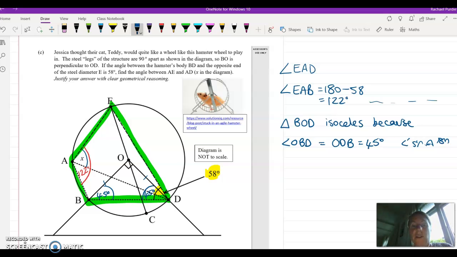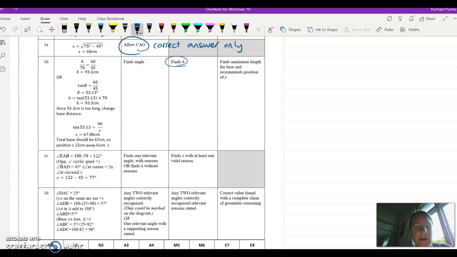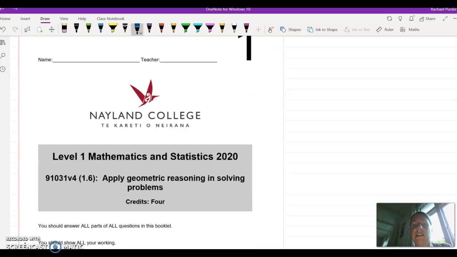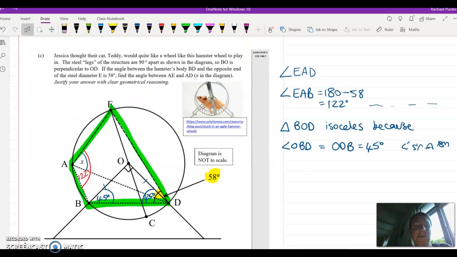Now, even if you'd only gotten this far, and some of you did only get this far and then got a little bit stuck, have a look at the marking schedule. Getting the 122, finding one relevant angle with reasons, or finding the final answer without reasons, was worth an achieved mark. So just finding any one of those was worth an achieved mark. And then this whole thing is a merit question, so if you actually did find X and you had at least one valid reason, I think that's quite generous, really, then you'd get your merit mark. So this last step is where we got a bit stuck.